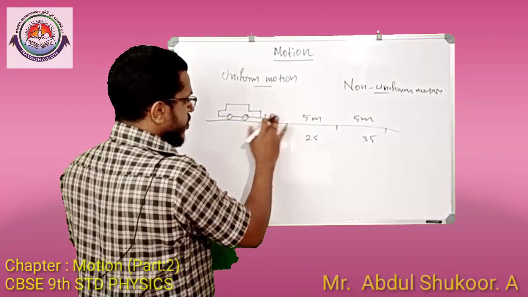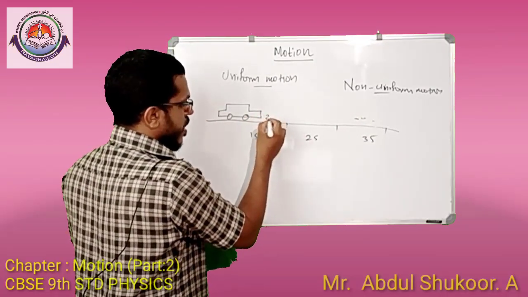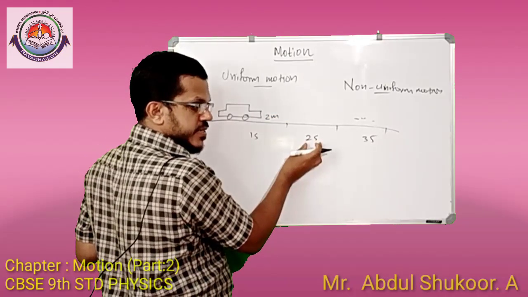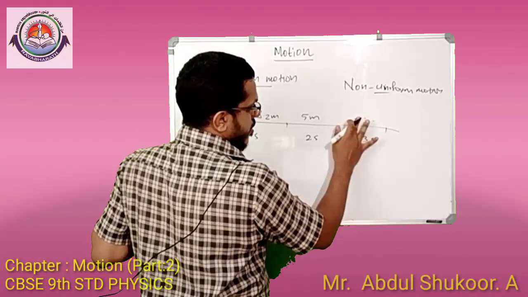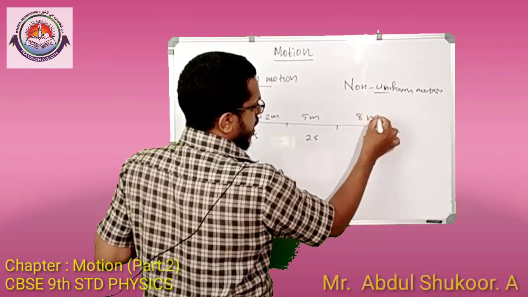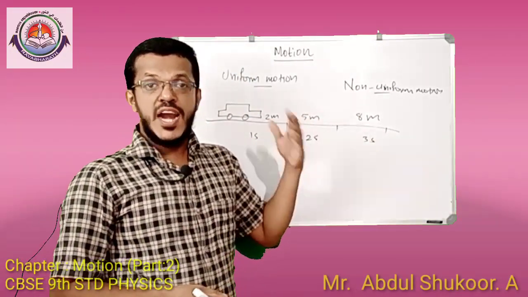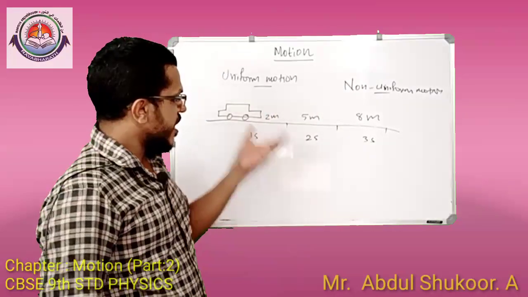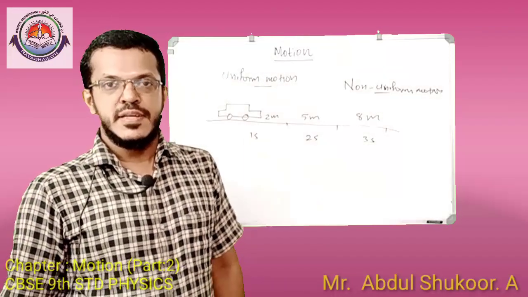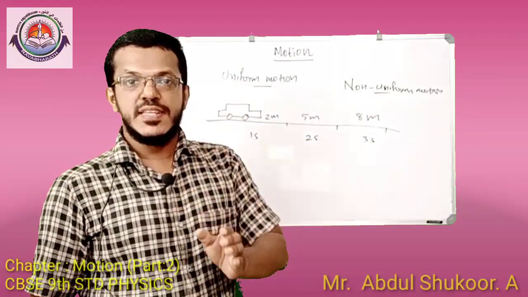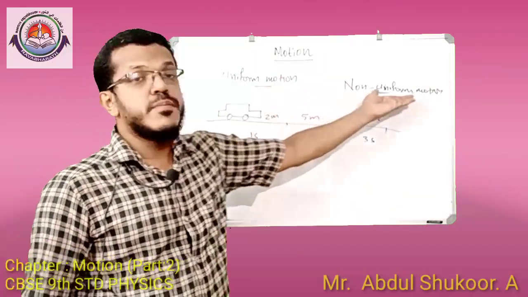For example, if the car travels like this: in the first second the car travels 2 meters, in the next second the car travels 5 meters, and in the third second the car travels 8 meters, like that. That means in each second the car covers unequal distances. If an object covers unequal distances in equal intervals of time, we can say that the object is in non-uniform motion.